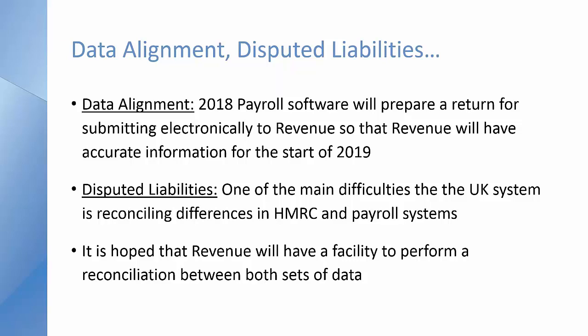Disputed liabilities. One of the main shortcomings in the UK system is the difficulty in reconciling taxes owed where HMRC's figures are different to what the payroll says is outstanding. These differences are usually due to HMRC duplicating employments due to mix-ups with payroll IDs, which is their version of what would be called employment IDs. Unfortunately, with the UK system, there is no facility to query or drill down into their figures.